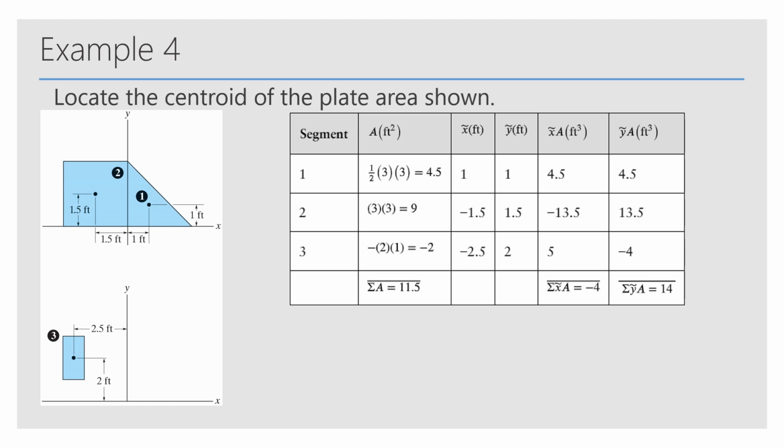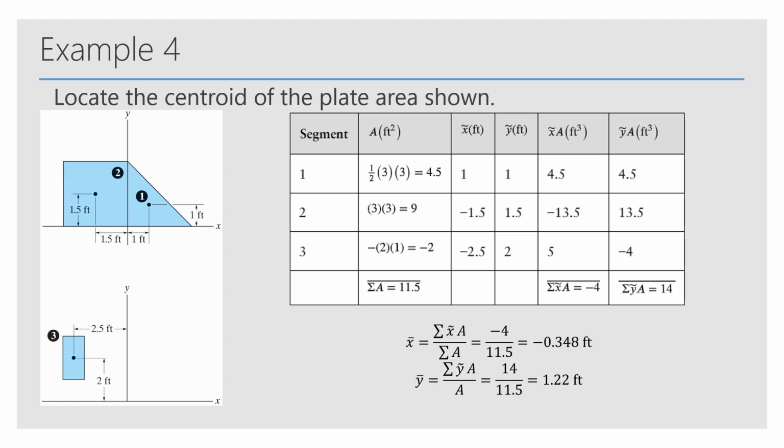This is what the table would look like for this, pretty similar to the other one. The same set up, but instead of length we're using area. So you find the area of segment 1, segment 2, and then segment 3. You notice that 1 and 2 are positive, and then 3 is negative, because as we saw from the original image, that area was not there, so you're going to subtract that.